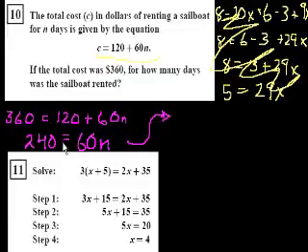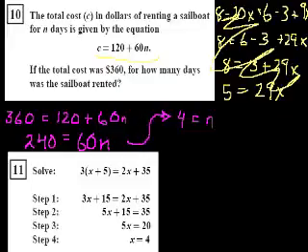And if you divide both sides of this by 60, 240 divided by 60, that's the same thing as 24 divided by 6. So that's 4. And then 60n divided by 60 is, of course, 1n. So that is n. So the sailboat was rented for 4 days.